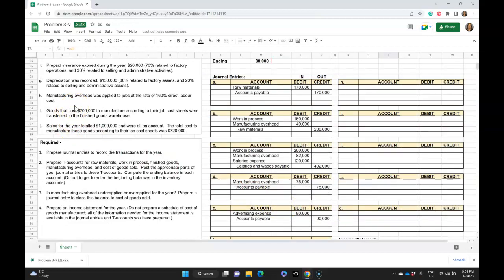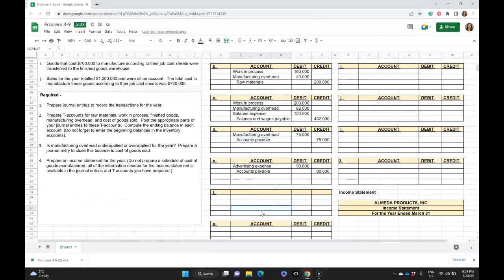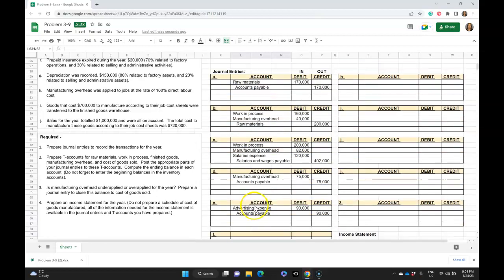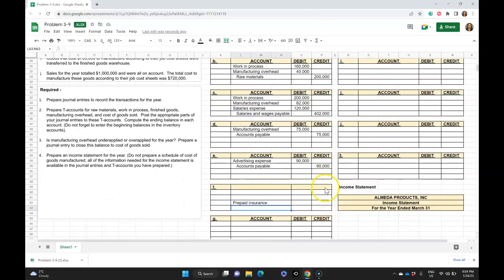Now, F says that prepaid insurance expired during the year. 20,000, 70% related to factory and 30% related to selling and admin activities. So what you have to remember about prepaid insurance is that it's already been paid. So it was probably paid either at the beginning of the year or somewhere in the middle of the year. And then what we do is we move it onto the income statement, or we move it into the manufacturing overhead when we use it up. So that's what it's talking about. So let's see here. 20,000.